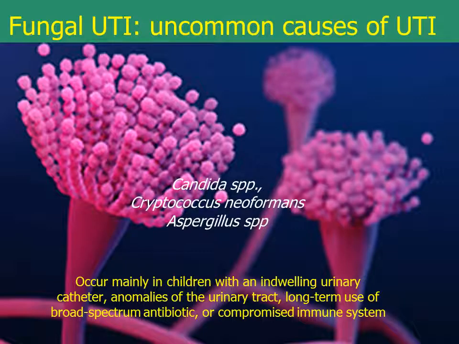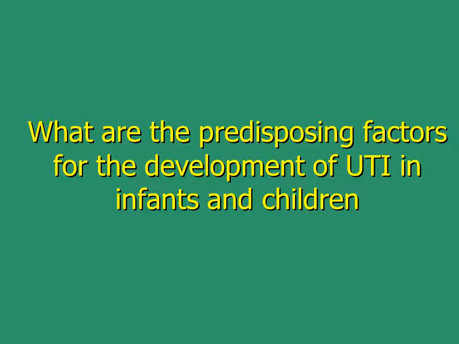Fungi such as Candida, Cryptococcus neoformans, and Aspergillus are uncommon causes of UTI and occur mainly in children with an indwelling urinary catheter, anomalies of the urinary tract, long-term use of broad-spectrum antibiotics, or compromised immune system. What are the predisposing factors for the development of UTI in infants and children?